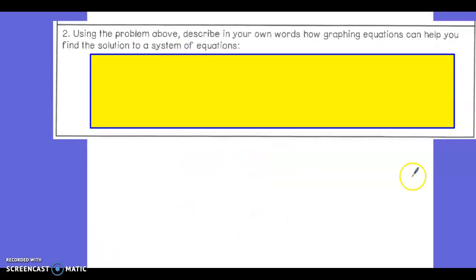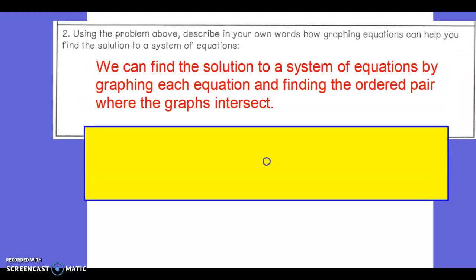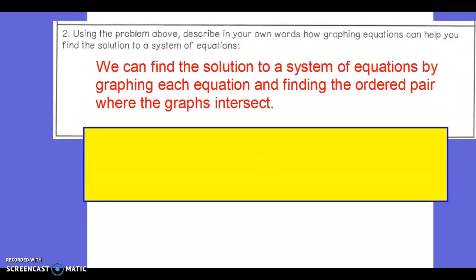So let's see if we can make a summary here of what we just learned today. It says, using the problem that we just did, describe in your own words how graphing equations can help you find the solution to a system of equations. Take a minute and think about that. What have you learned? You should have said something like this: we can find a solution to a system of equations by graphing each equation and then finding the ordered pair where the graphs intersect. That is how we solve a system of equations by graphing.